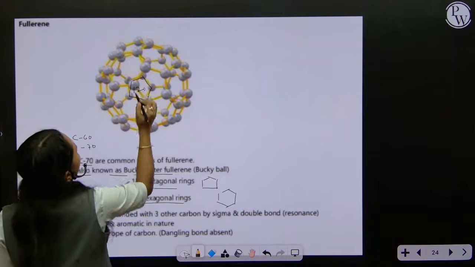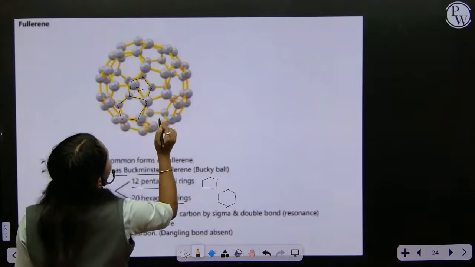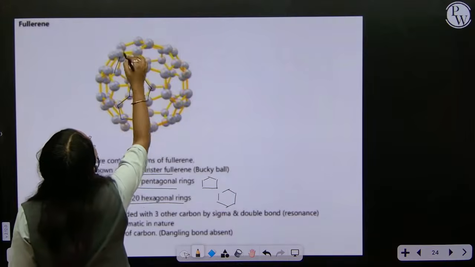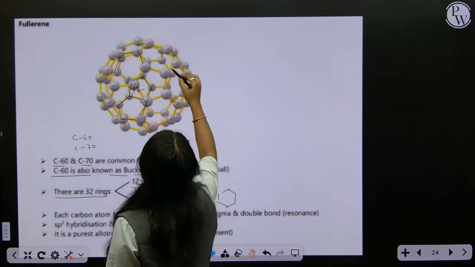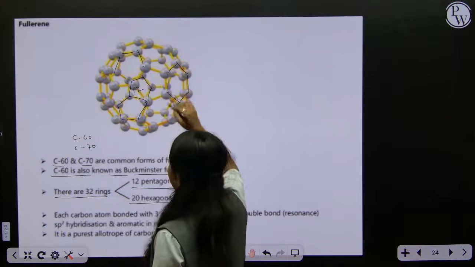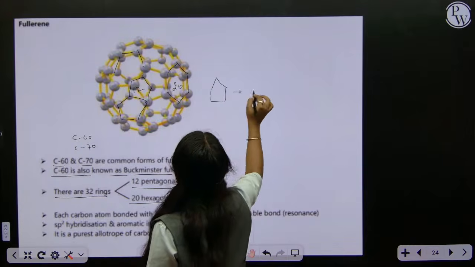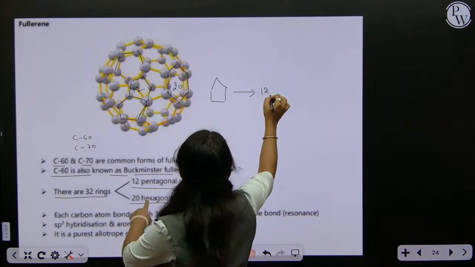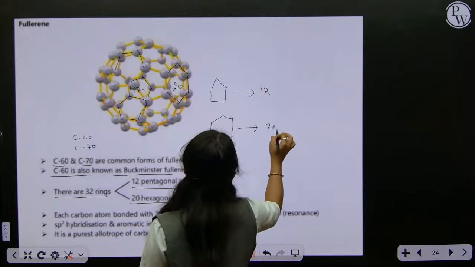These are 12 pentagons. This is a hexagon, this is also a pentagon. This one is a hexagon, and hexagons are 20. So this information you better remember. There are 12 pentagons and 20 hexagons.